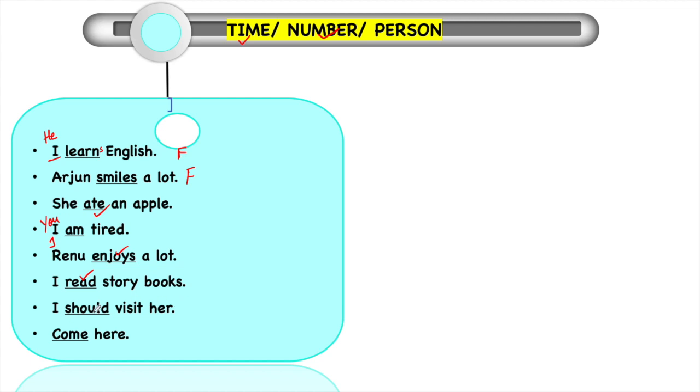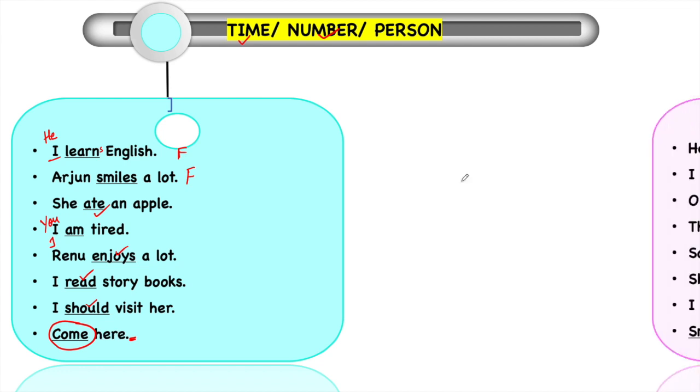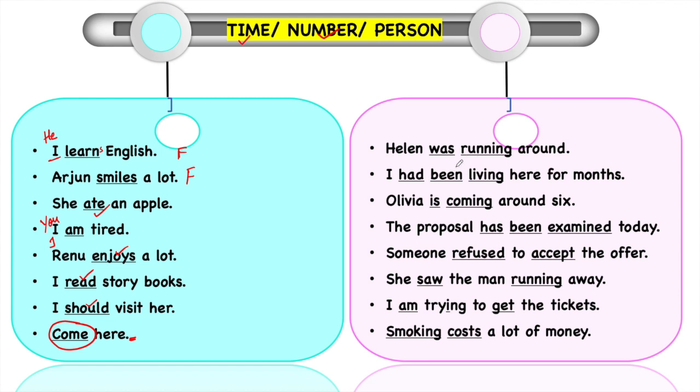I should visit her. Should can be changed into shall if the tense of the verb is changed. Come here. This is called an imperative sentence. Imperative sentences also contain finite verbs because this verb is the main verb in this sentence. It is used intransitively here. This is an intransitive verb here. So this is also a main verb and hence it is a finite verb. Now friends, in this chart we can see that there are two verbs which are given together.